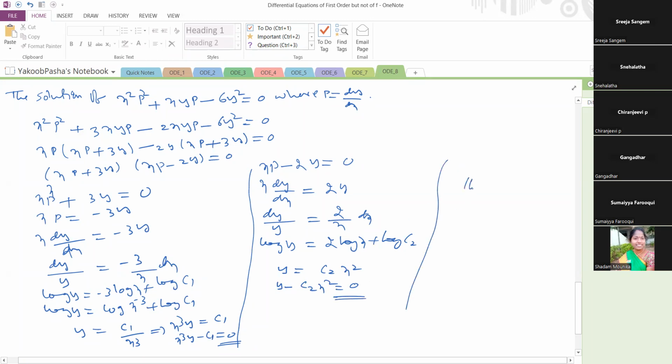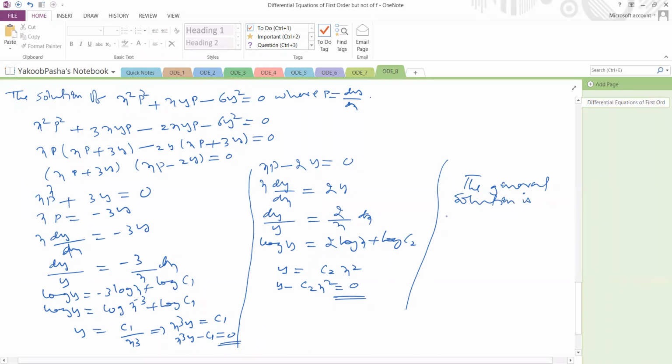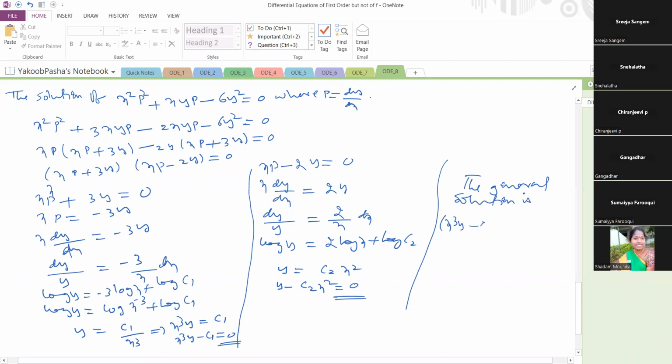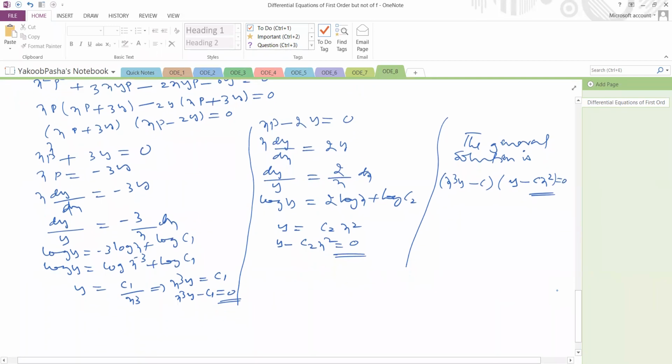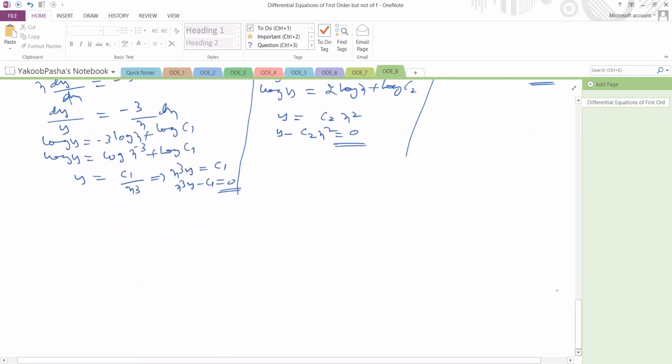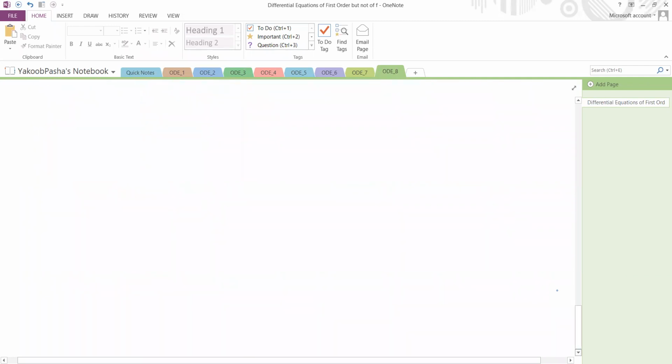So the general solution, or the complete solution, is the first curve, that is x cube y minus c, and the second curve y minus c x square is equal to 0. Just replacing c1 by c and c2 by c. So we get the solution of this one. Okay. Now we can do some problems after discussing solvable for y, solvable for x, and previous equation.